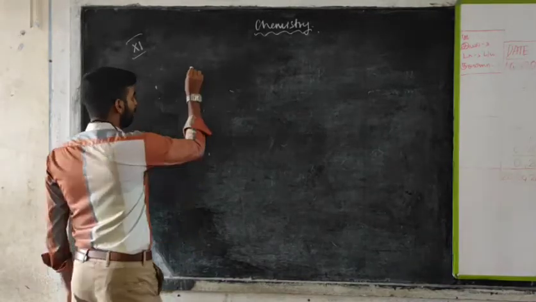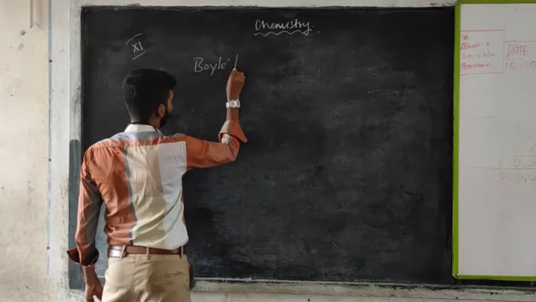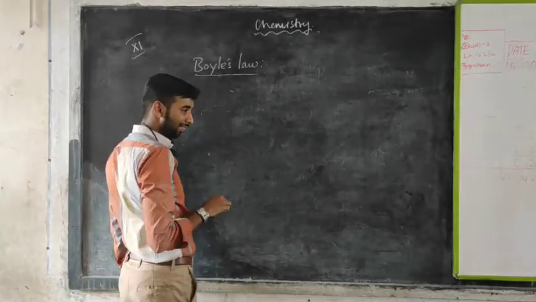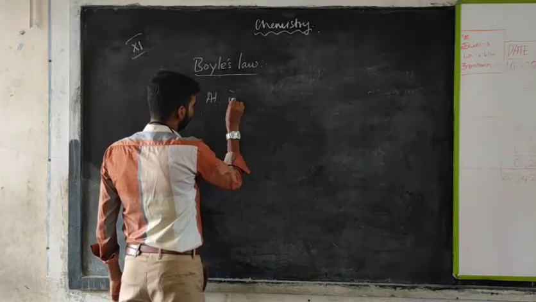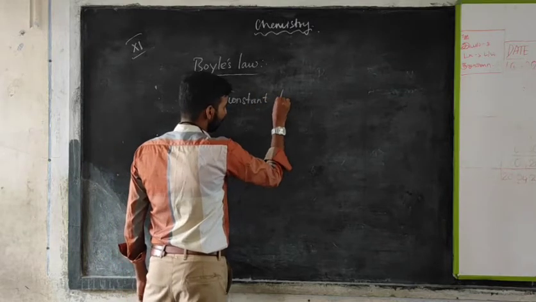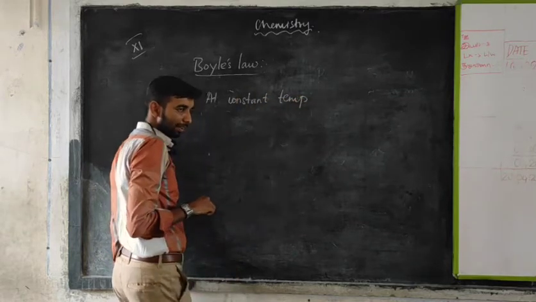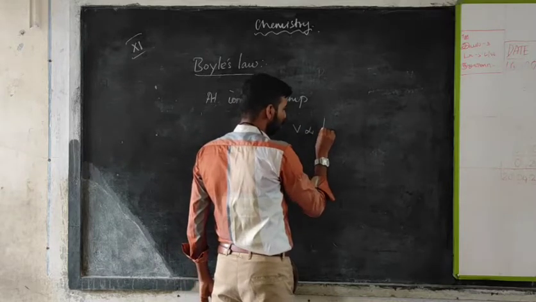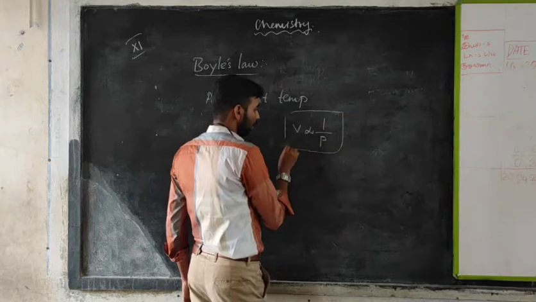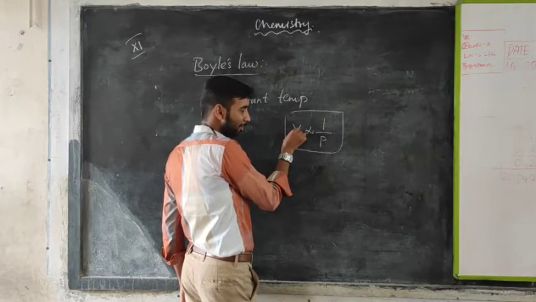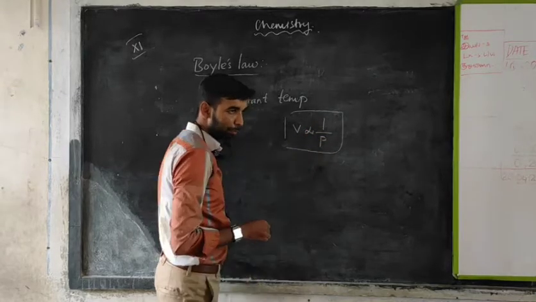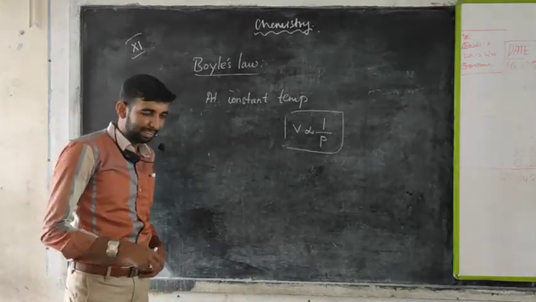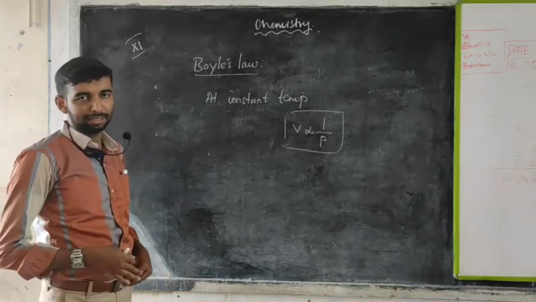See Boyle's law. The definition of Boyle's law is: at constant temperature, the volume of a fixed mass of gas is inversely proportional to its pressure. This is called Boyle's law. That means if you increase the pressure on a gas, the volume will decrease. That is the meaning of Boyle's law.